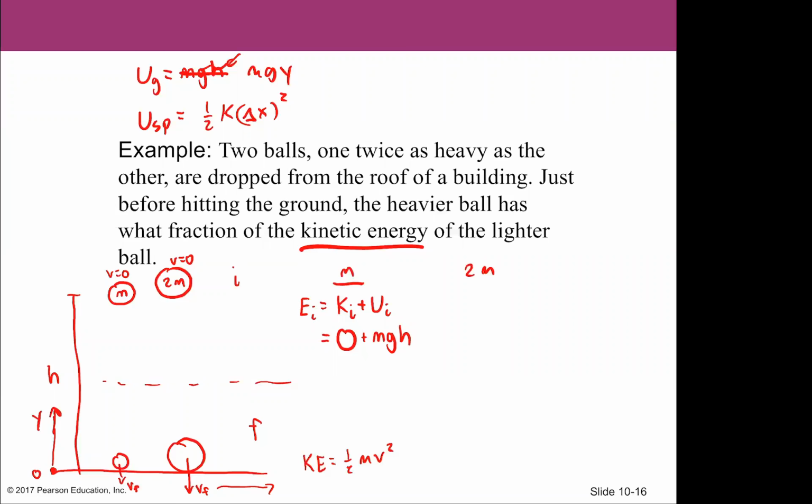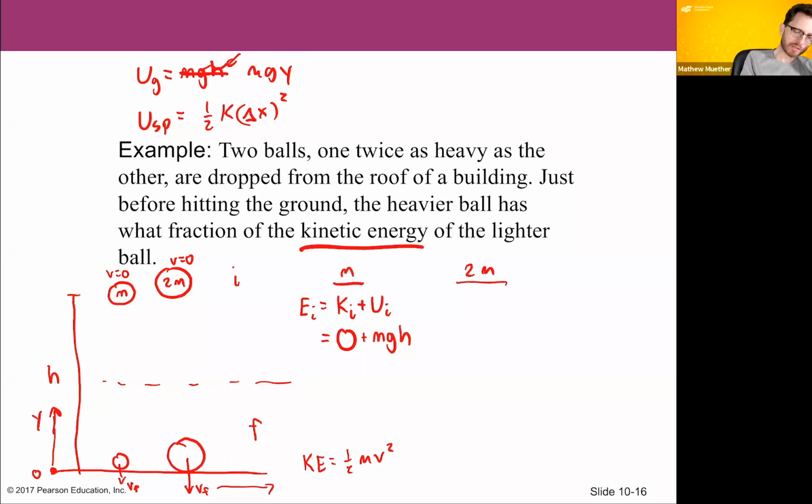What about the object that's twice as massive? Well, the same idea. I can find its initial energy. It has no kinetic energy because it's at rest. Now it's got twice the mass, and the mass comes into the potential energy, so it has twice the amount of potential energy. That means this object has twice the amount of total system energy to start.